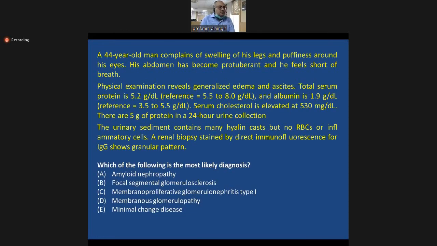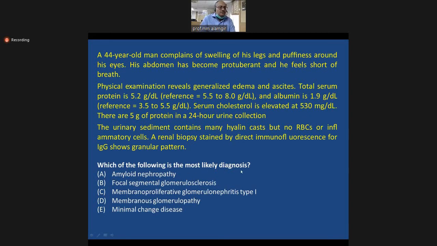Then is the last case scenario. A 44-year-old man complains of swelling of his legs and puffiness around his eyes. Again, we have edema. His abdomen has become protuberant and he feels shortness of breath. This case basically we did in the first scenario. The urine sediment contains many hyaline casts and renal biopsy stained by direct immunofluorescence for IgG shows granular pattern. So these are all the pictures that we saw in case scenario 1. So this is basically case 1 now, but here we have certain options for MCQs.